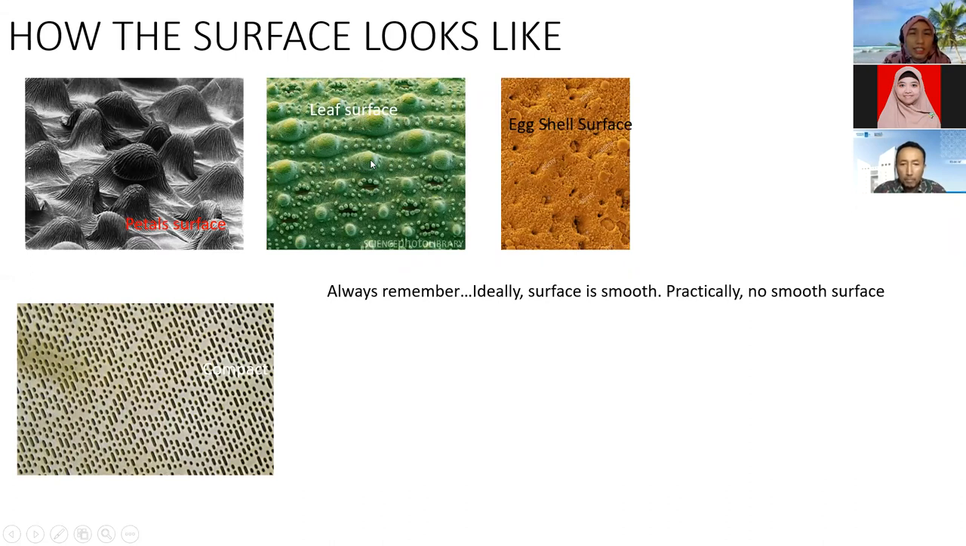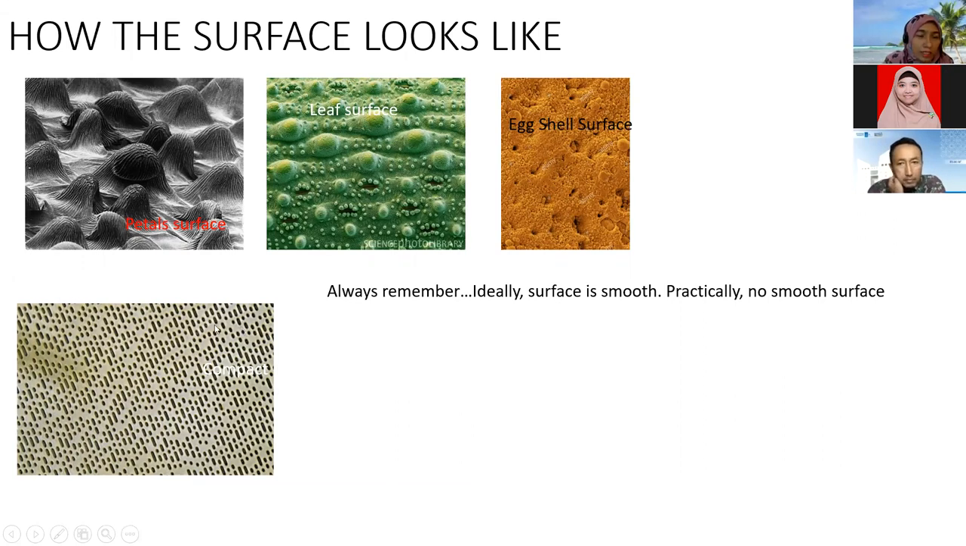And this is the leaf surface. The leaf looks very smooth, but under the microscope you can see there are so many hills and so many holes on the leaf surface. This is the eggshell surface. The eggshell is very, very smooth, but under the microscope you can see there are so many holes on the eggshell surface.